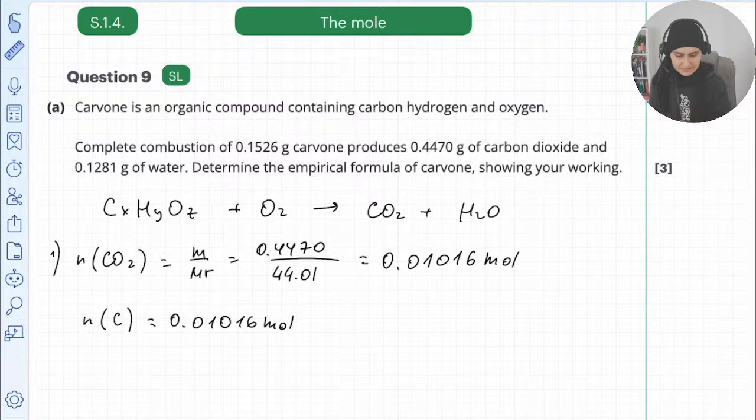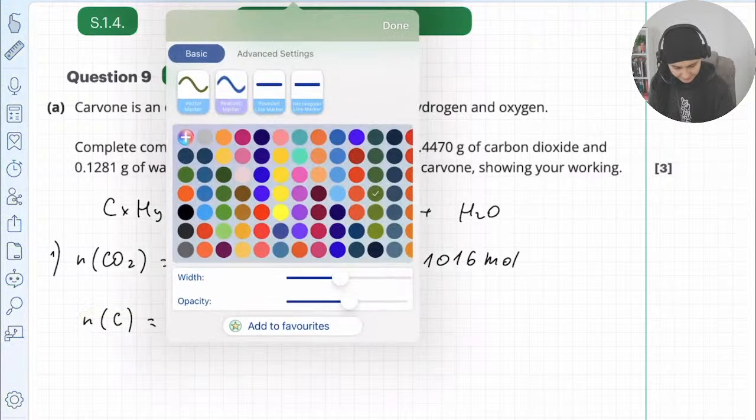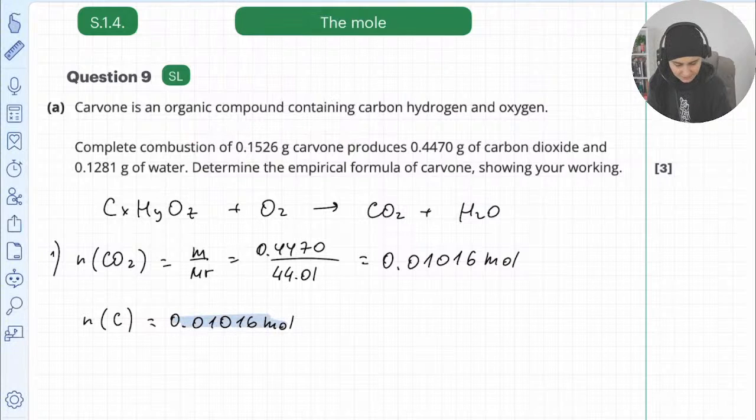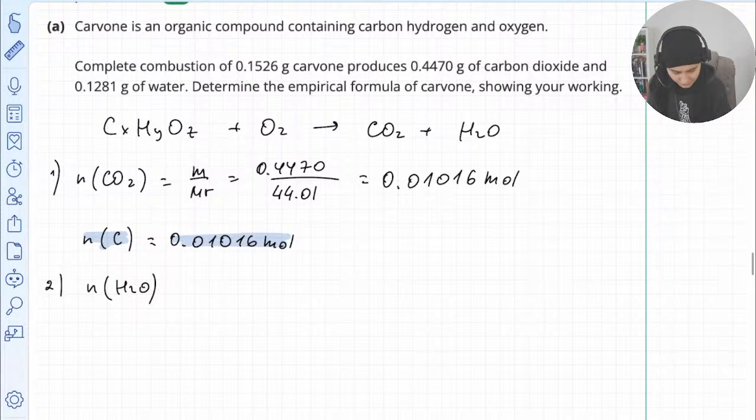All right, and this number I will highlight. I will need it for my... That's an ugly color, actually. Let me choose another color. Okay, so this number I would use for the ratio, so I keep it. Then I do the same for water. I find the number of moles of water. So I have how much water?